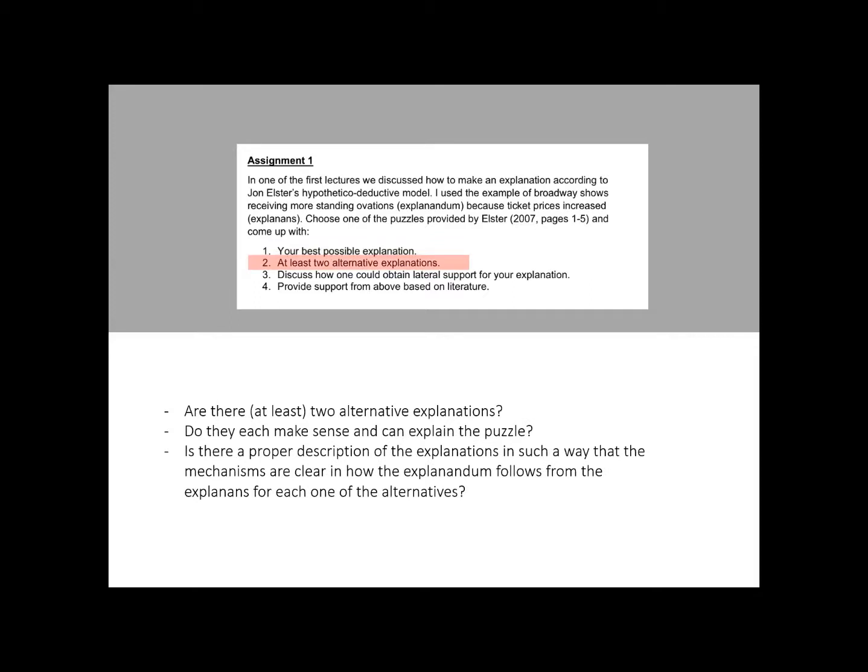Okay, so the second point here: give at least two alternative explanations. The very first thing when I grade something like that is I check, are there actually two alternative explanations? Sometimes people only give me one, and then I can only give you half of the points because I asked for two alternative explanations. But then also, are they proper alternative explanations in the sense that they make sense and they also explain the puzzle?